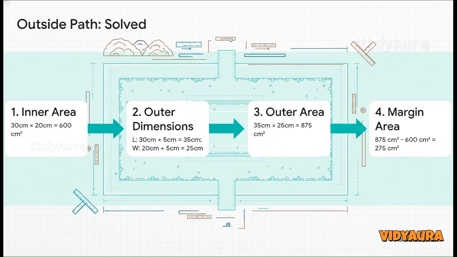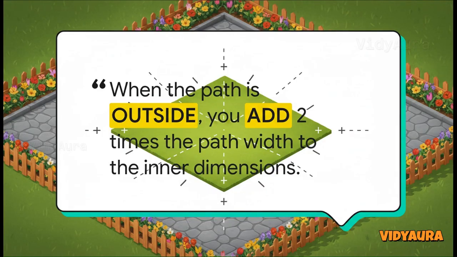Then it's back to our master formula, outer minus inner, and we find out that the margin itself has an area of 275 square centimeters. And that right there gives us our second golden rule. When the path is on the outside, you start with the inner dimensions and you add twice the path's width to find the outer ones.